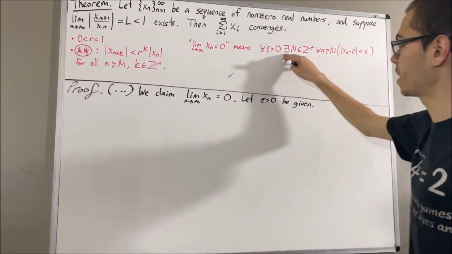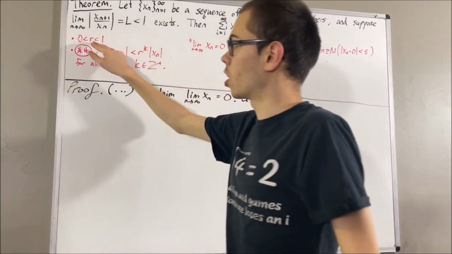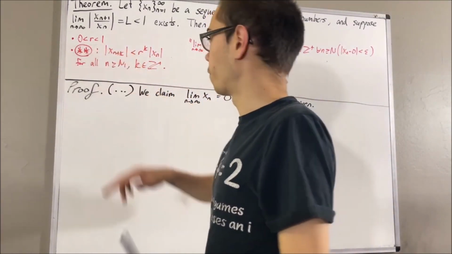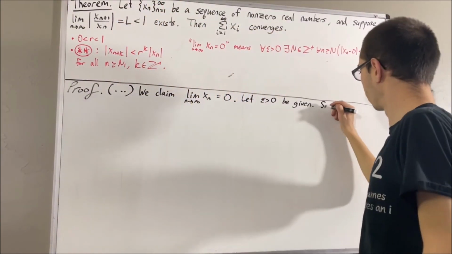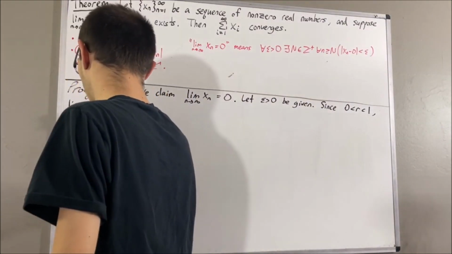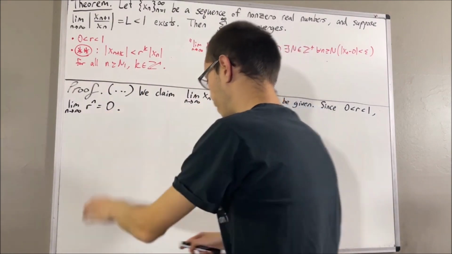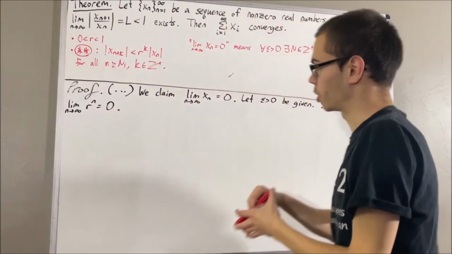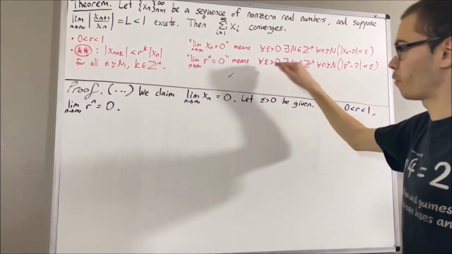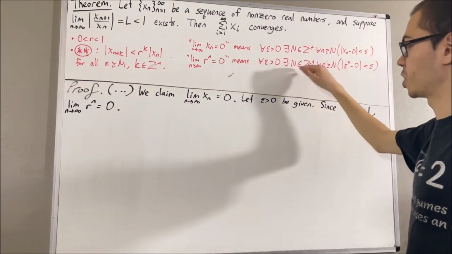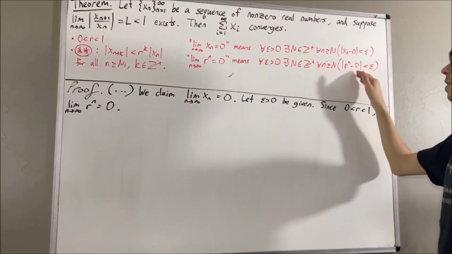From here, we want to find a positive integer that makes this statement true. Since r lies between 0 and 1, well, if we recall, the limit of r^n will be equal to 0. So then, by definition of convergence, what does this mean? Well, by the definition of limit of a sequence, this means the following. It means for every epsilon greater than 0, there exists a positive integer capital N, such that for all n greater than or equal to capital N, the absolute value of r^n minus 0 is less than epsilon.